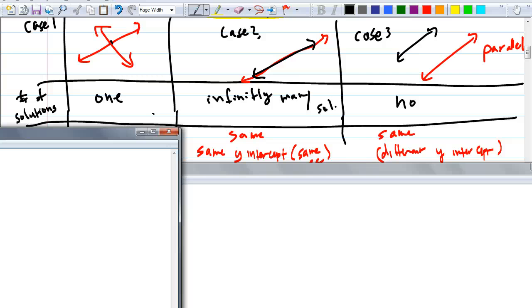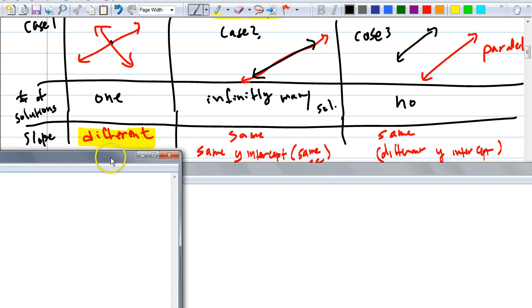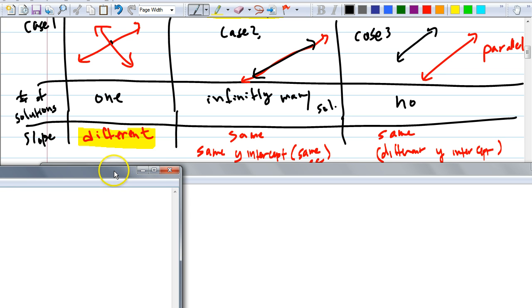Not quite. I heard some of you say opposite reciprocal. That's only if the two lines are perpendicular. That's one particular case. When the two lines intersect, do they always have to be perpendicular? No. So you guys are correct. It is just different. That's all you need. Slope must be different. And what about their y-intercept? Do they have to have the same or different y-intercept? It does not matter. They could have the same y-intercept or they don't have to.